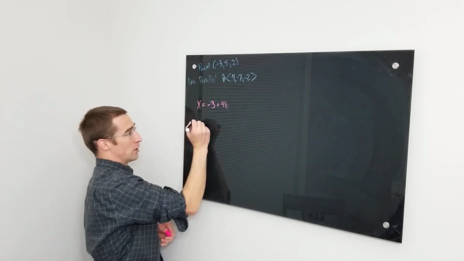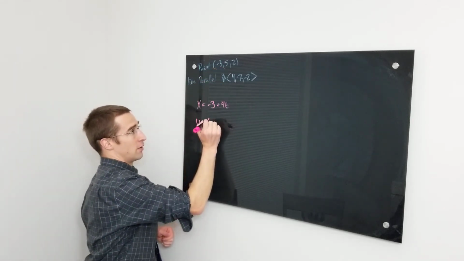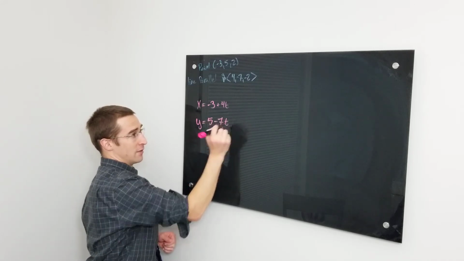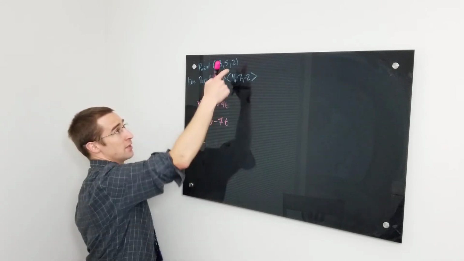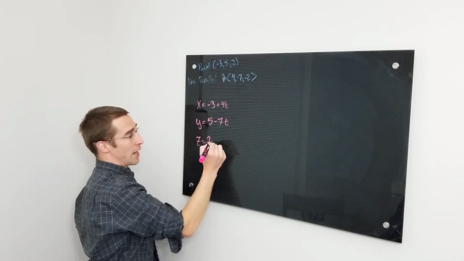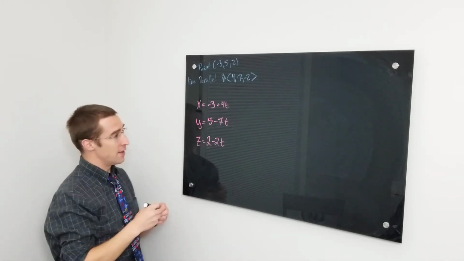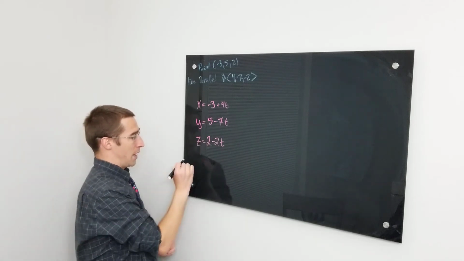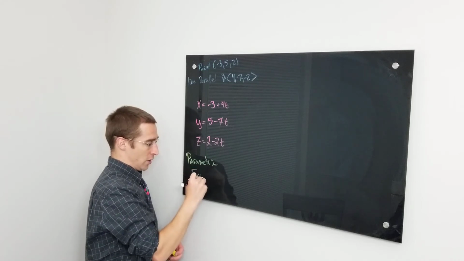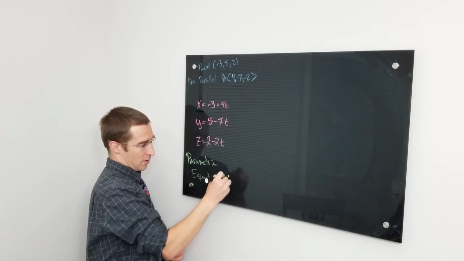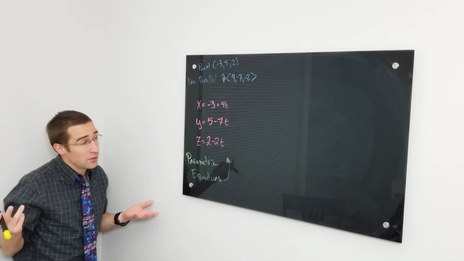Our y equation: y equals, start at 5 and subtract 7 every t interval. And then z equals, start at 2 and subtract 2 every t interval. This is the set of parametric equations. So that's a set of parametric equations for the line. That's it. That's all you gotta do.